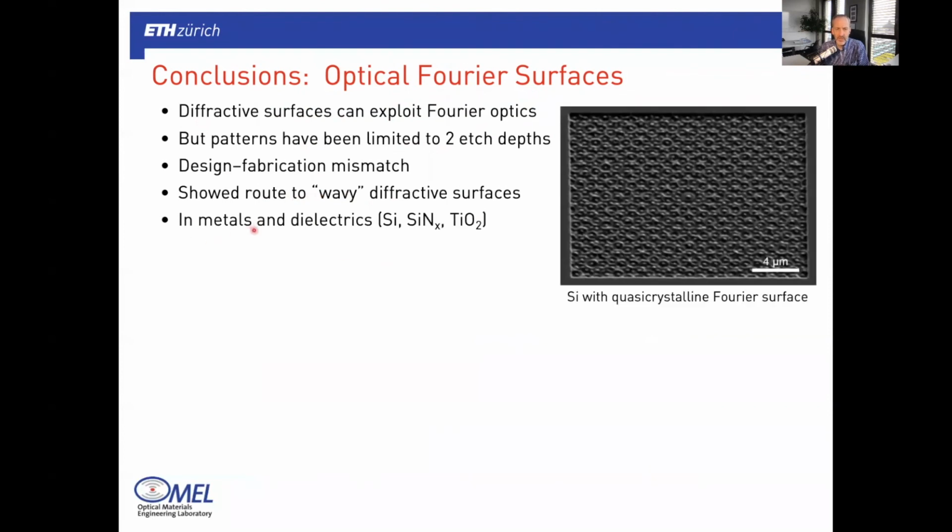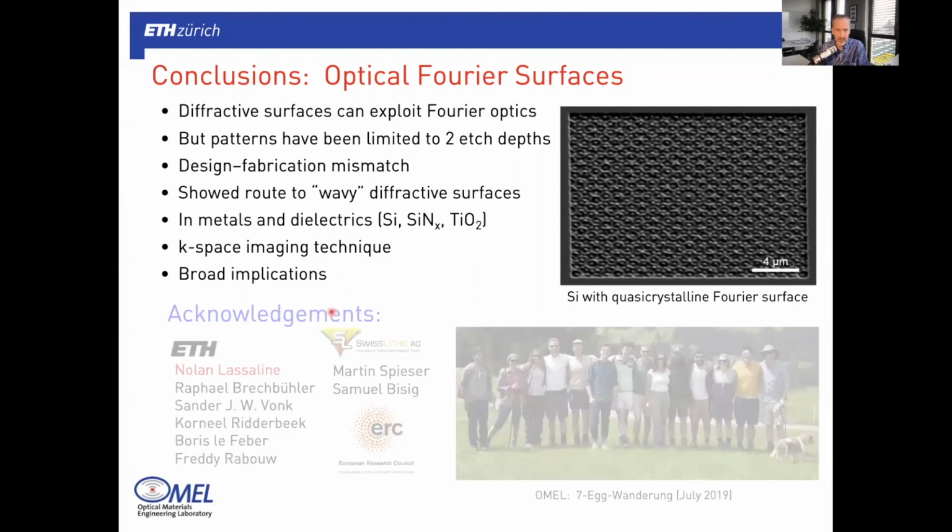I've shown mostly metals just due to time, but we've also shown that you can do this in dielectrics such as silicon, silicon nitride, and titanium, which are all optically interesting. So this is a silicon quasi-crystalline Fourier surface that we made from 12 sinusoids. And then I showed this K-space imaging technique, which is really useful, not just for these, but to measure all kinds of angle-dependent or momentum-dependent nanophotonic structures. And then we think these optical Fourier surfaces have broader implications than what I've shown you here, but I'm not going to go into that.